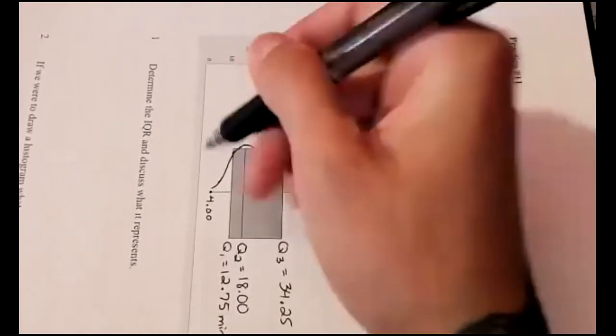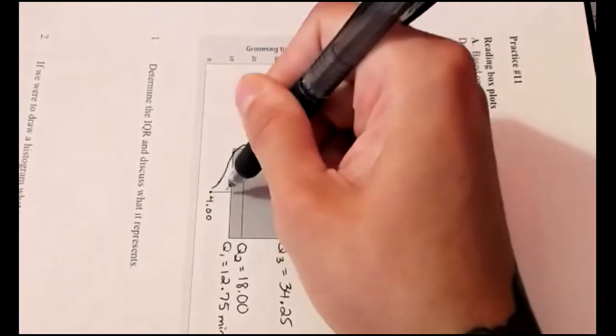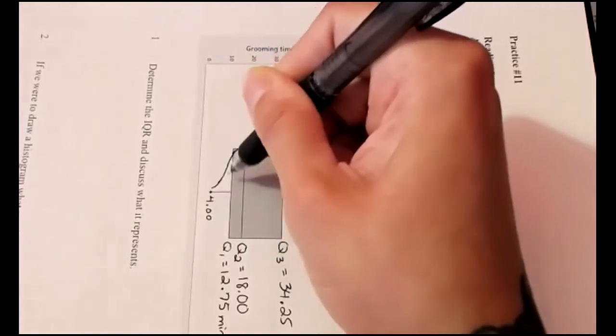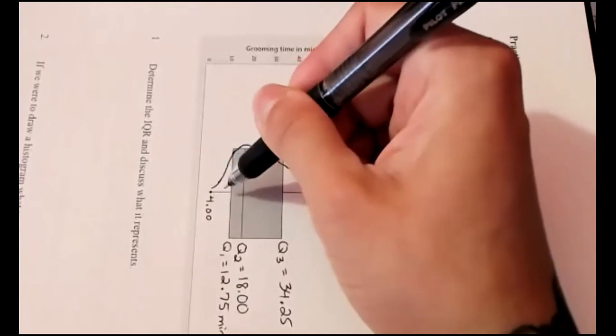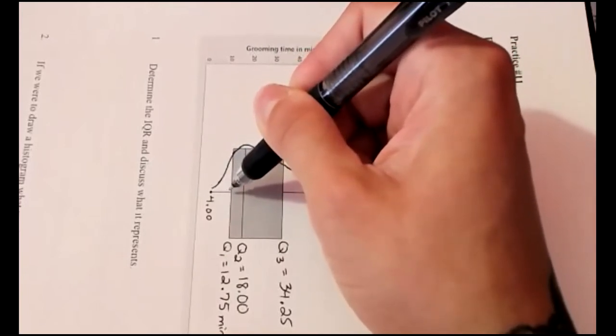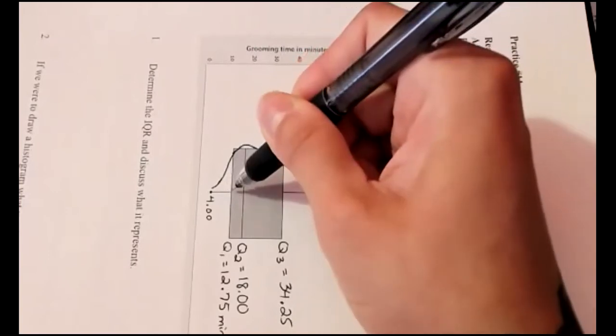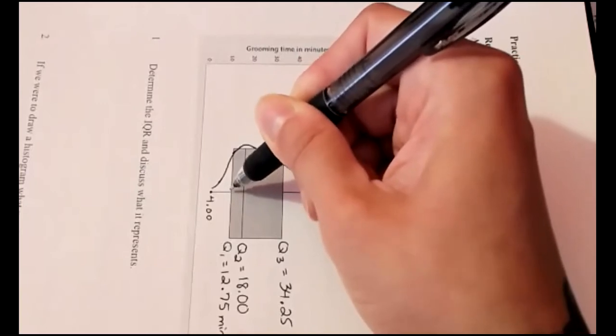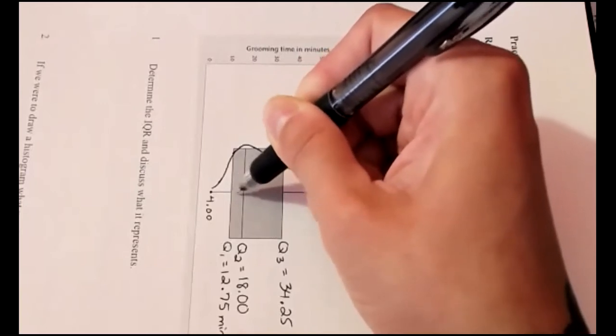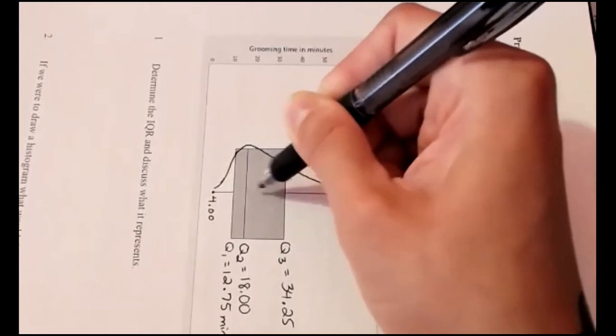Beautiful. I will say that below Q1, that's 25% of the data. Right? Because Q1 represents the first quarter. So 25% of the people who are surveyed take anywhere from 4 minutes to 12.75 minutes. Okay, here's another 25%. So from Q1 to Q2, that's 25%. From Q2 to Q3, that's 25%. And then from Q3 to the highest value, that's another 25%. So think quarters. 1, 2, 3, 4 quarters.